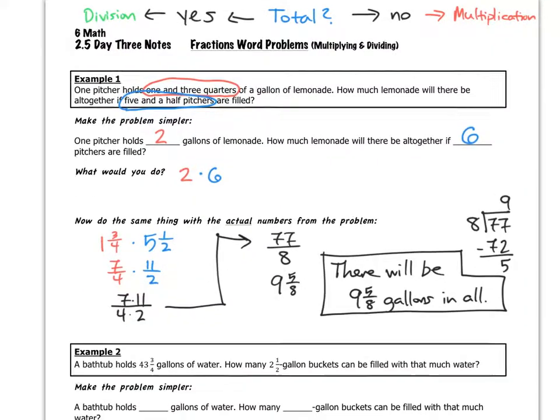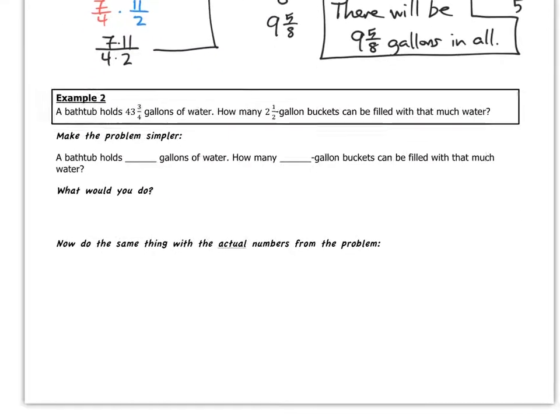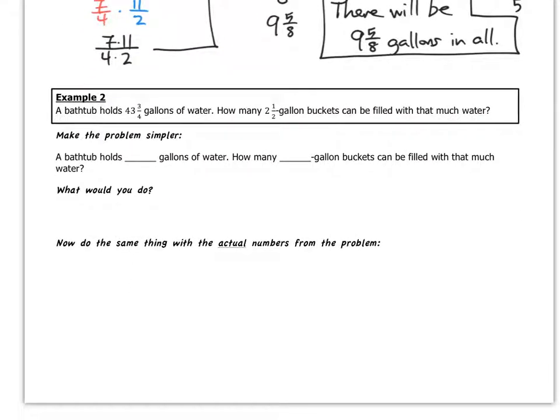Okay, now let's look at example 2 and read that one along with me. It says that a bathtub holds 43 3/4 gallons of water. How many 2 1/2 gallon buckets can be filled with that much water? So let's make these numbers simpler. Instead of 43 3/4, let's say 44. And instead of 2 1/2, let's just say 2. So now read the problem. It says that a bathtub holds 44 gallons of water. How many 2-gallon buckets can be filled with that much water?